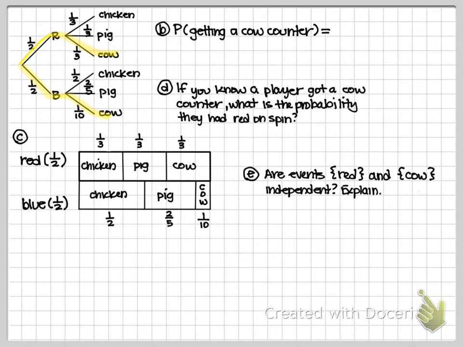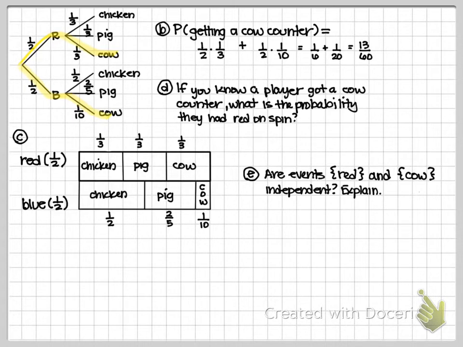So red and then cow is going to be a half times a third. Remember, we multiplied down the branches, so that's assuming you got red, or we could have done blue, which was a half times 1/10. So then that's going to give me 1/6 plus 1/20. And when I add those together, that's going to give me 13 out of 60.